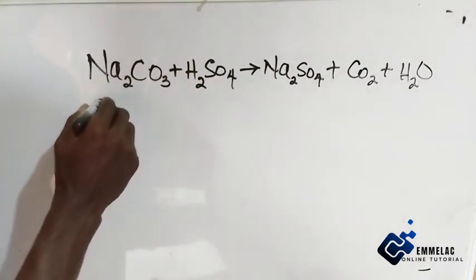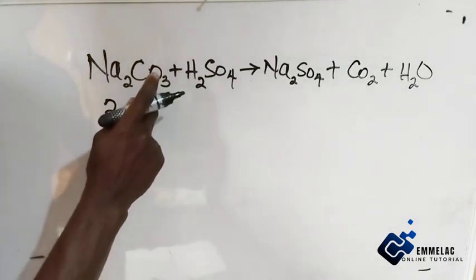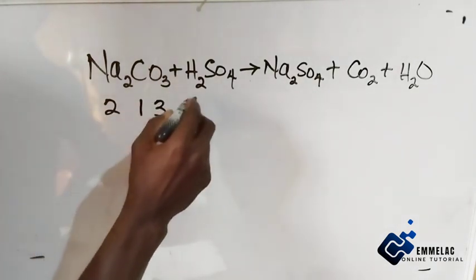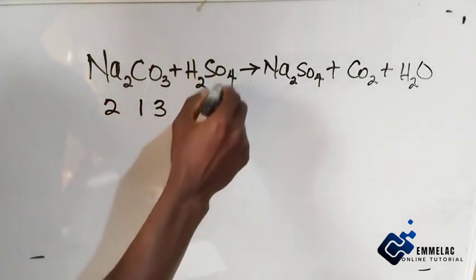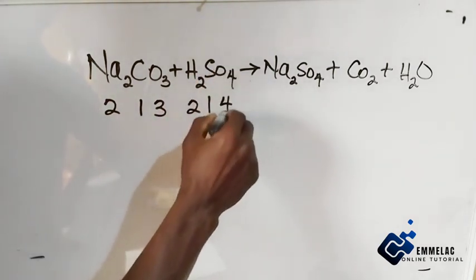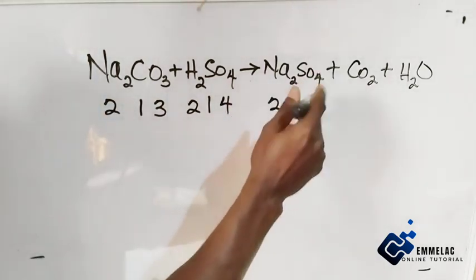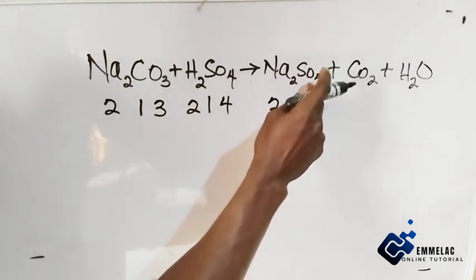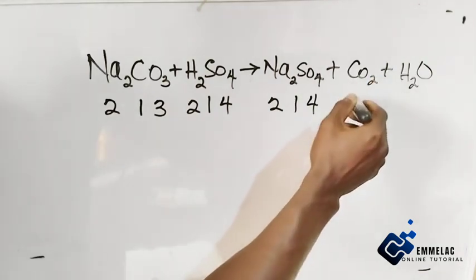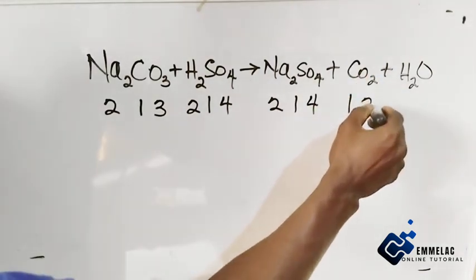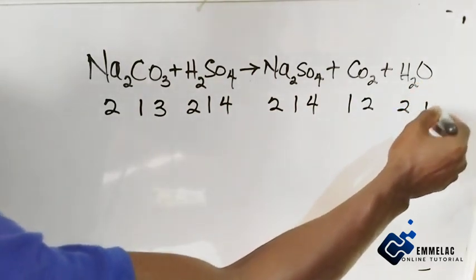Here sodium you have 2, carbon here you have 1, and oxygen here you have 3. Now here you have 2, sulfur here you have 1, oxygen here you have 4. Then sodium here you have 2, sulfur here you have 1, oxygen here you have 4. Then here carbon is 1, oxygen is 2, then hydrogen is 2, and oxygen is 1.